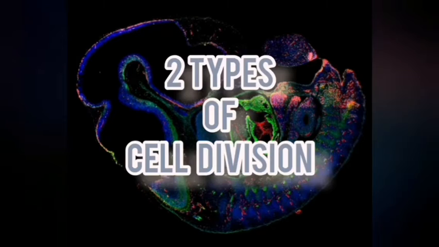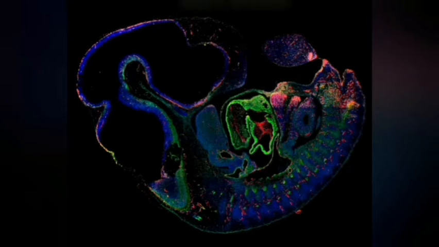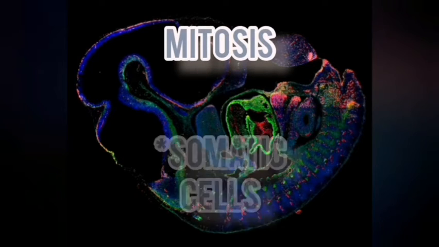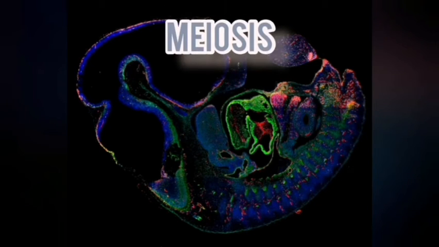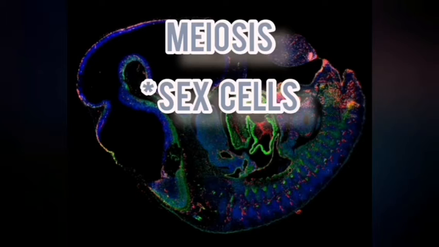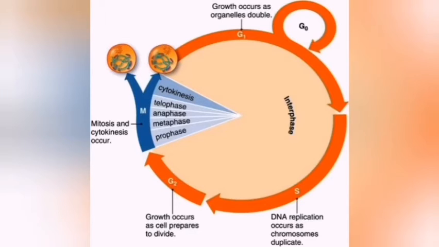There are 2 types of cell division. We have mitosis, or the division of somatic cells, and the other one is meiosis, which occurs to produce sex cells. The last phase of the cell cycle is known as cytokinesis, where cleavage furrows separate the parent cell into 2 daughter cells. Now let's go back to the 4th phase of the cell cycle.